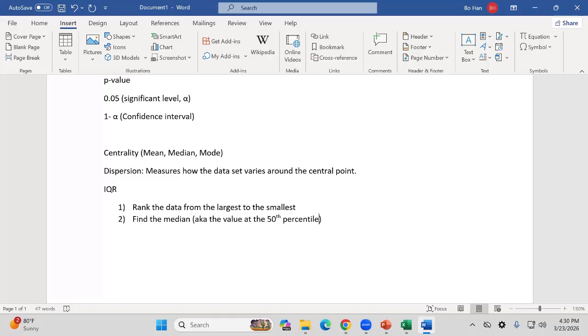Right? If you find the median value, you know that 50% of the data set is greater than the median value, and the other 50% of the data set is less than the median value. That's why another name for the median is the value at the 50th percentile.